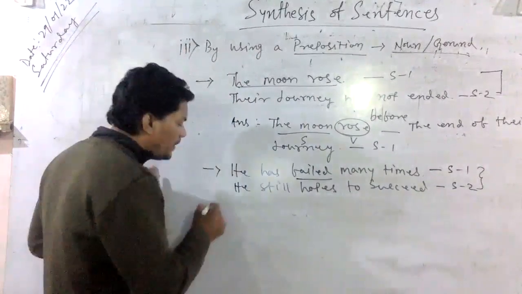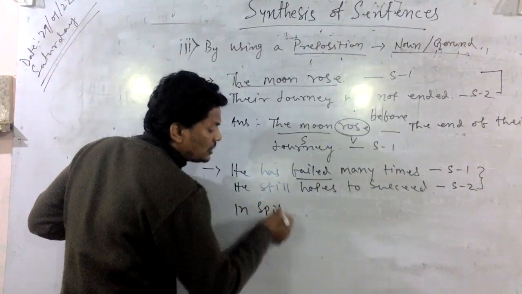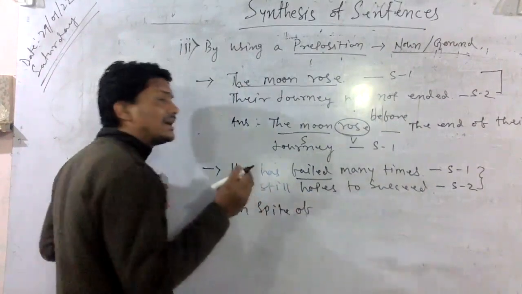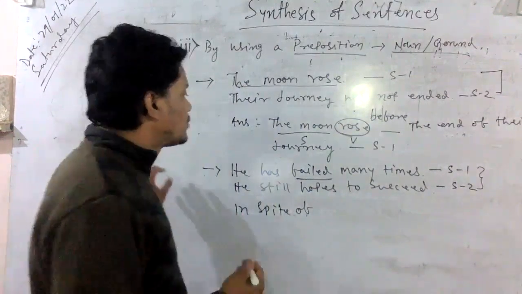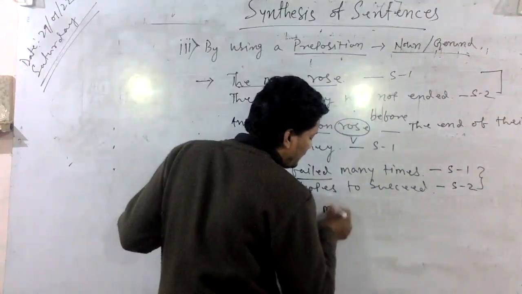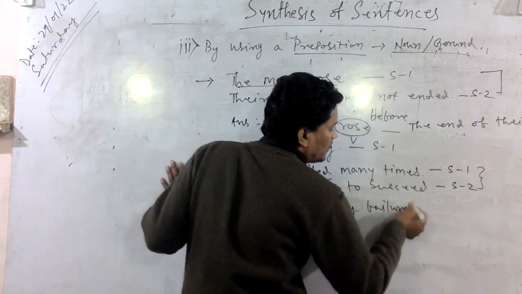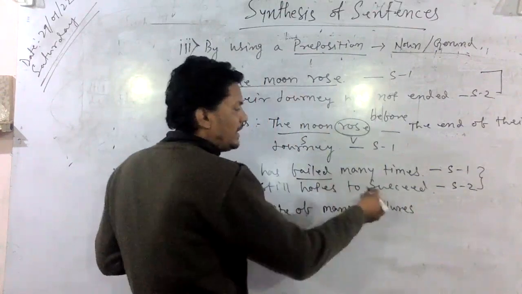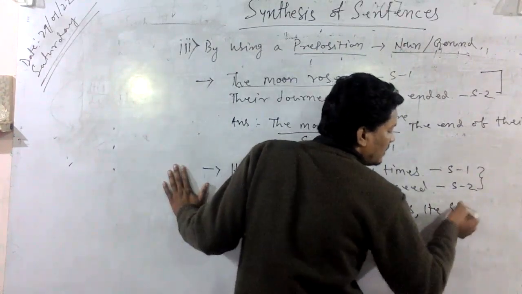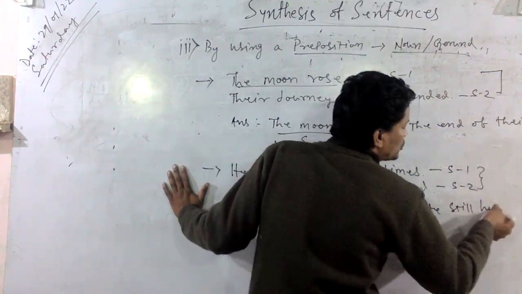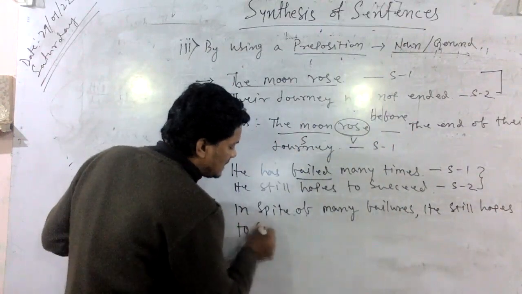It would be better to use a positive word, because in spite of creates a kind of positive usage. So, in spite of many failures, comma, he still hopes to succeed. He still hopes to succeed.